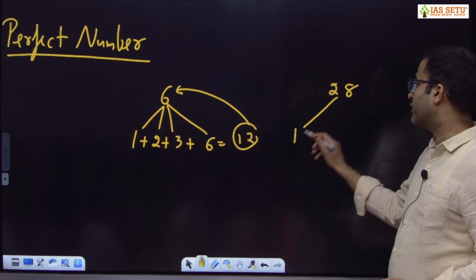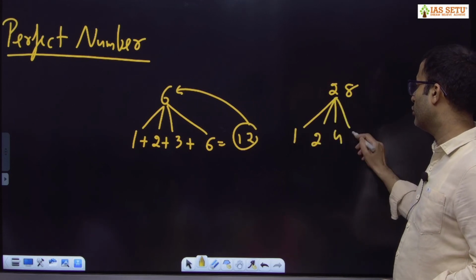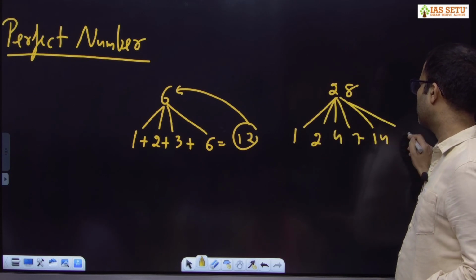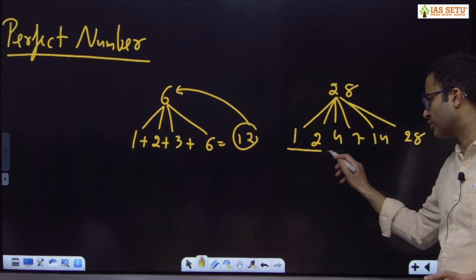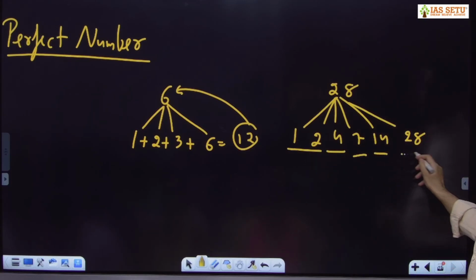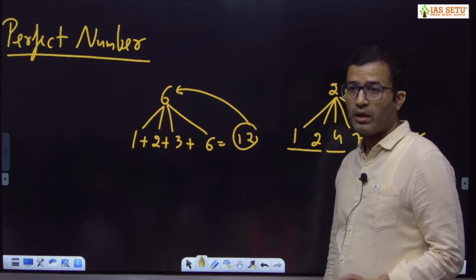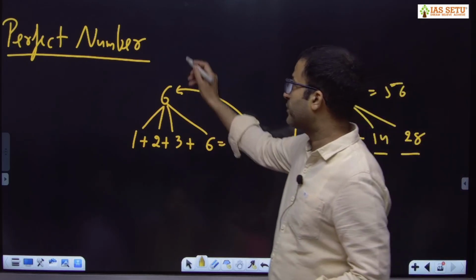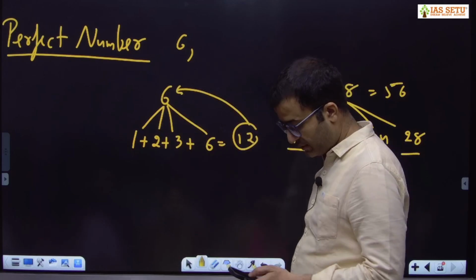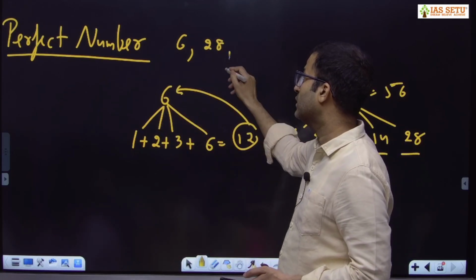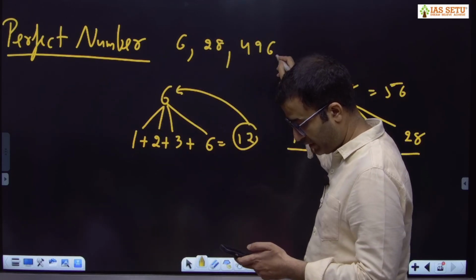So factors of 28 are 1, 2, 4, 7, 14, 28. You can check the sum: 1 plus 2 is 3, plus 7, 14, 28, plus 28. We have 56. So it is double. So the first perfect number is 6. The second perfect number is 28. The third perfect number is 496.